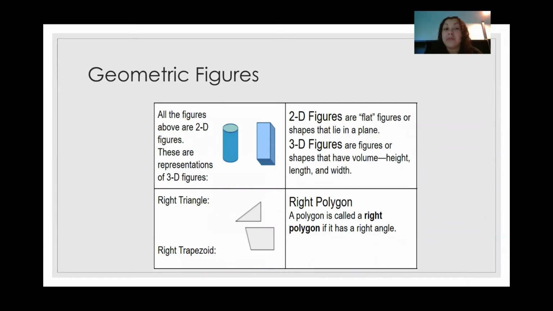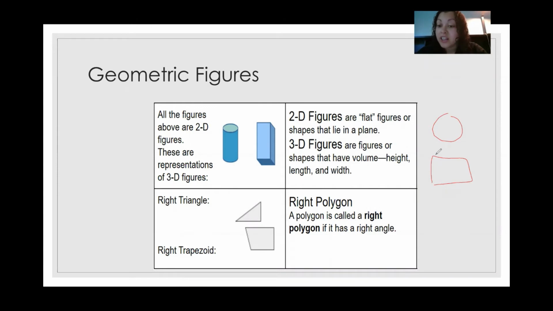Now we're going to talk about geometric figures. So all the figures that we just talked about were considered 2D figures. So 3D figures means they have volume, right? So 2D figures are flat. So a piece of paper would be considered a 2D figure. So shapes that lie in a plane. So if you see any sort of shape like a circle, a square, these are 2D figures.